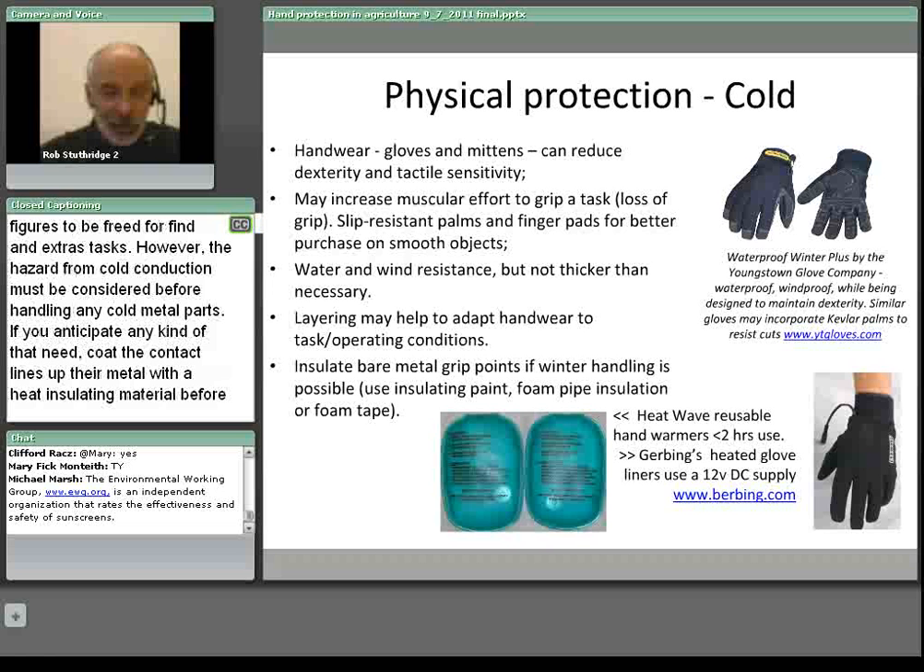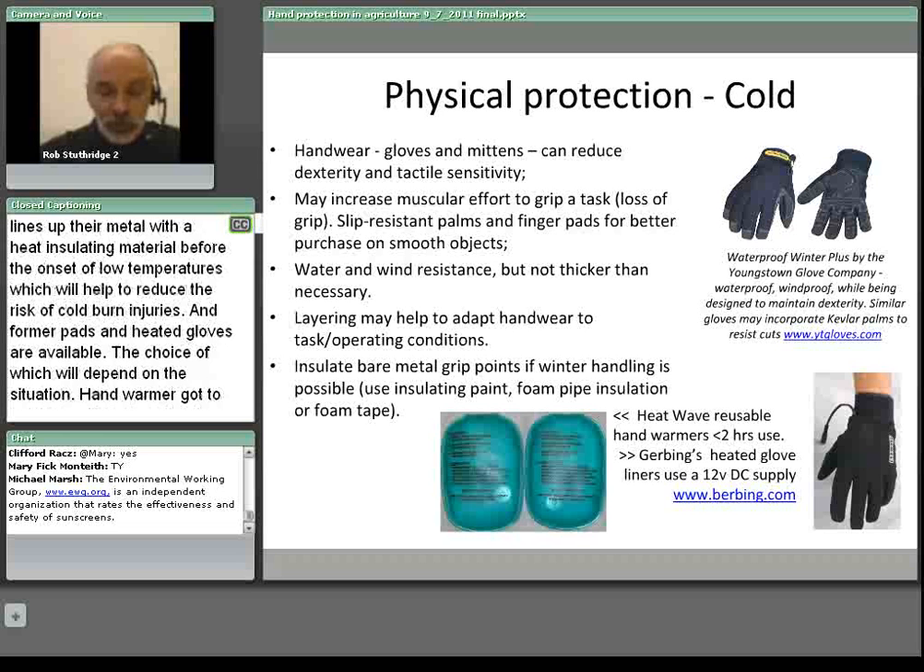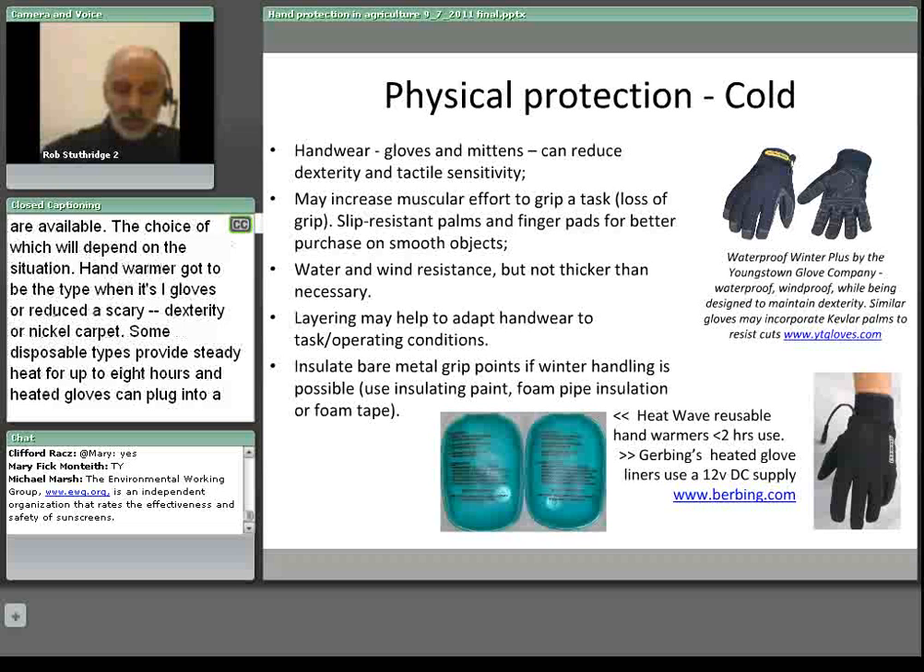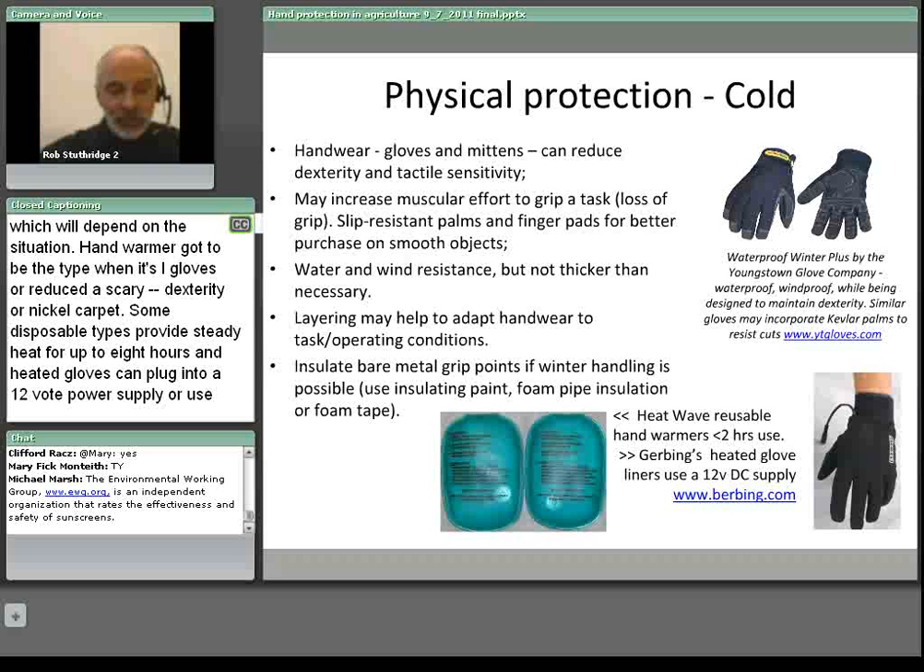Hand warmer pads and heated gloves are available, the choice of which will depend on the situation. Hand warmer pads can be of the type worn inside gloves, where they'll reduce dexterity, or in a coat pocket for intermittent warming. Some disposable types provide steady heat for up to 8 hours, and heated gloves can plug into a 12-volt power supply or use batteries to heat conductive strands woven into the glove fabric. These generally have a thin insulating liner, and some include a choice of different heat settings.